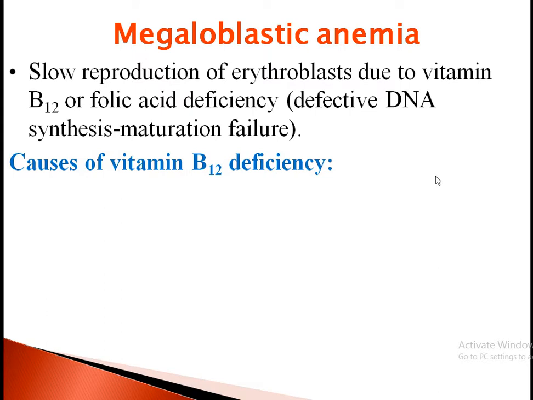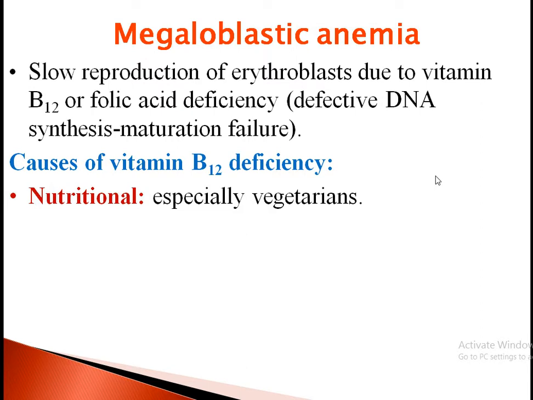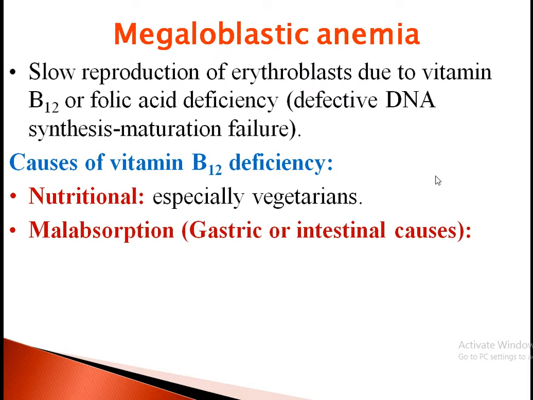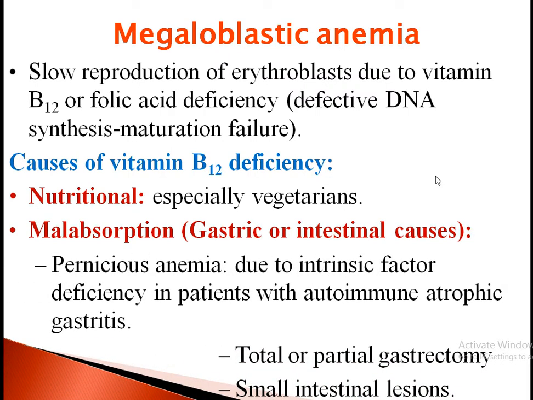This deficiency of vitamin B12 may be due to the nutritional deficiency as the person is purely vegetarian, or any malabsorption syndrome, that is defective intestinal absorption. It may be due to the lack of intrinsic factor which is very much necessary for the absorption of vitamin B12, leading to the pernicious anemia due to the intrinsic factor deficiency in patients with autoimmune atrophic gastritis.